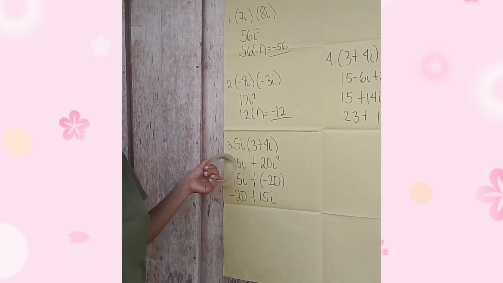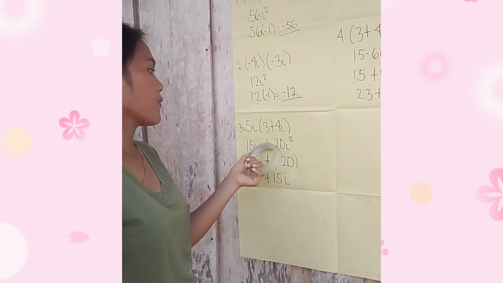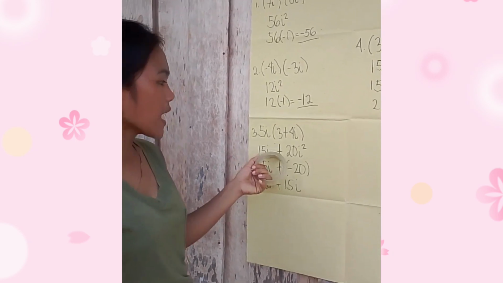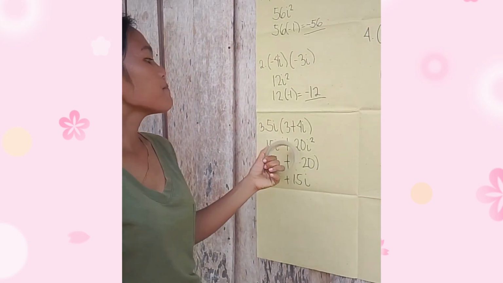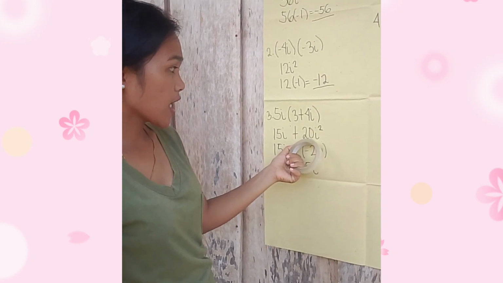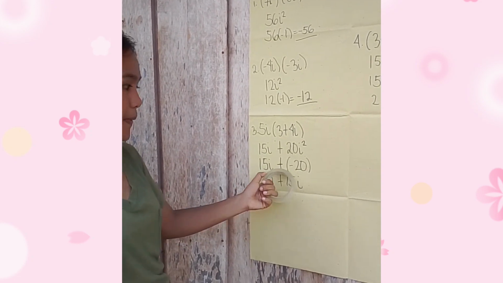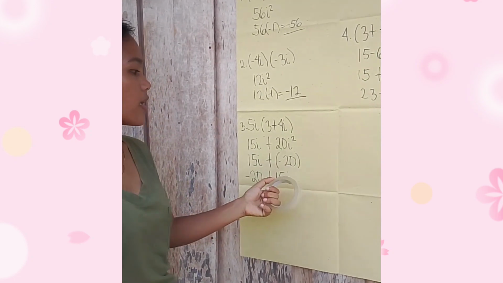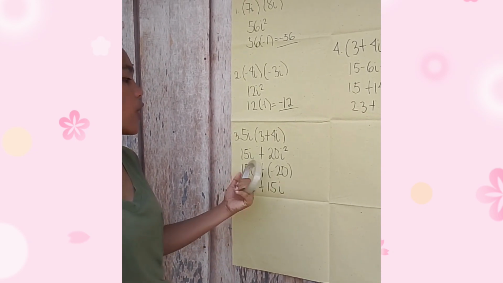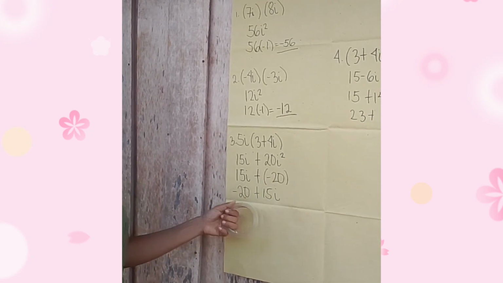So number 3, we have 5i times 3 plus 4i. So 5i times 3, we have 15i, plus 5i times 4i is 20. Then i times i is i squared. So bring down 15i, then plus our i squared is negative 1. So 20 times negative 1 is negative 20. So we are going to write it in standard form. So negative 20 plus 15i, this is our final answer.